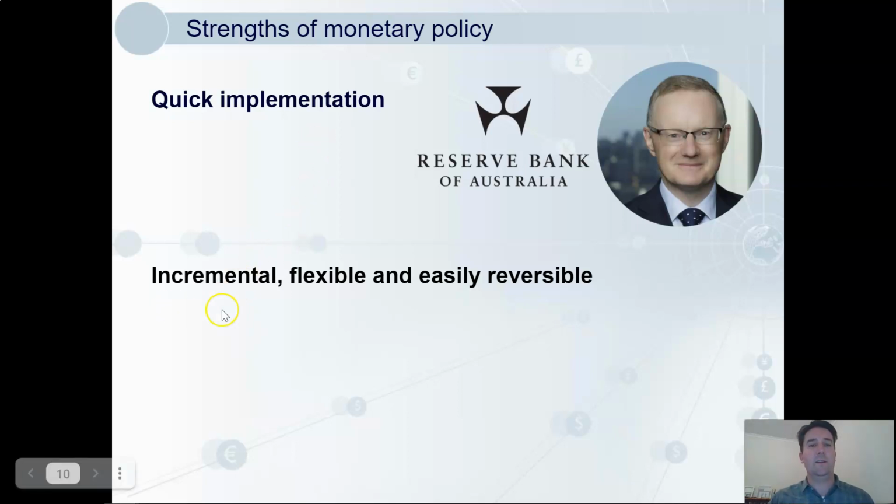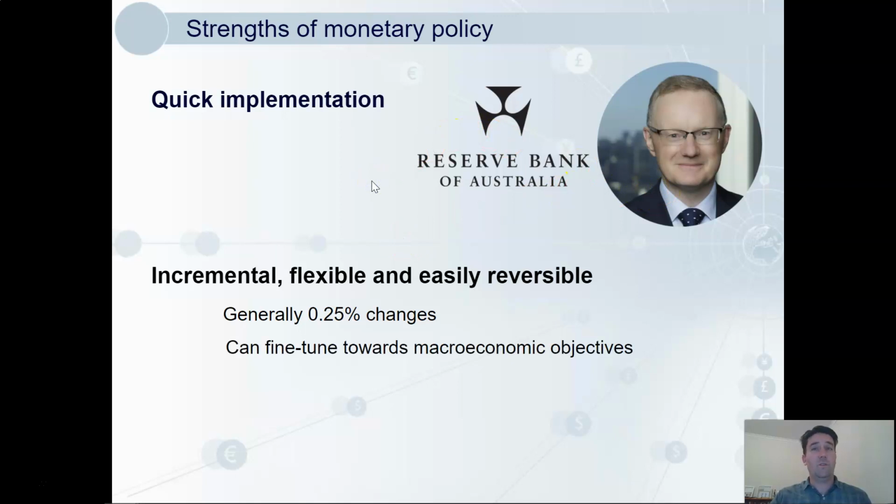This leads to another advantage, which I've already put up. It's incremental, flexible, and easily reversible. So changes to interest rates are usually only 0.25%, and these can easily be reversed if the circumstances change. So this allows the bank to fine-tune the economy towards those macroeconomic objectives that we've looked at.